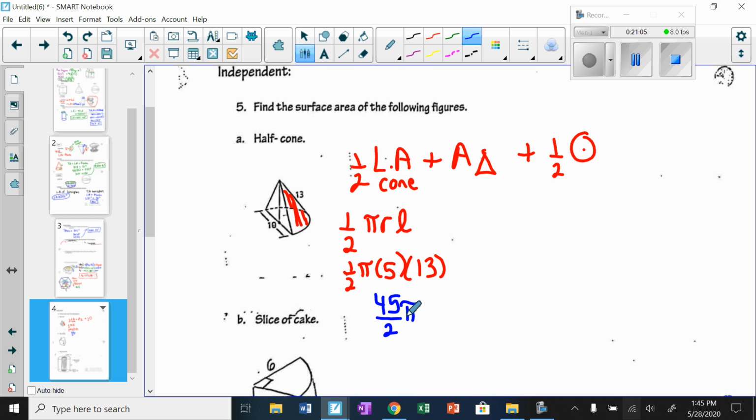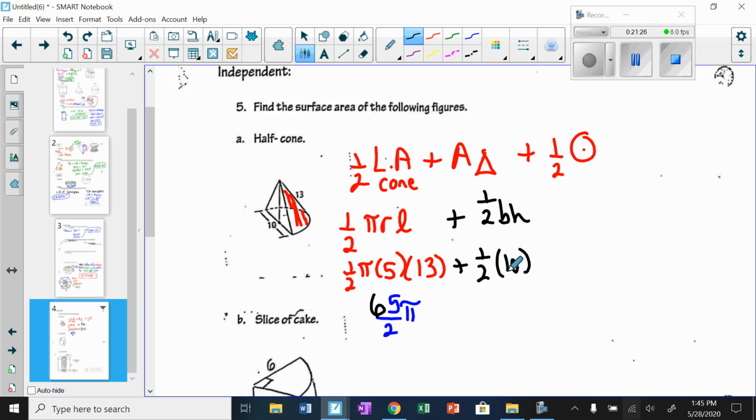Oh, that's 65, sorry. 65 over 2 pi. Now we want the area of a triangle. Area of a triangle is half base times height. So we are half, our base is 10. And we need to find the height.